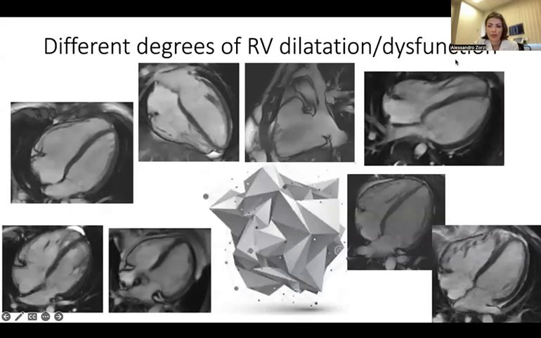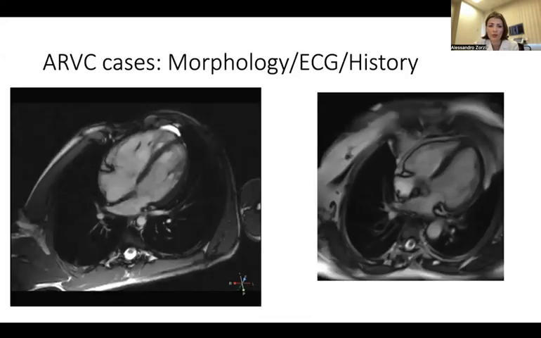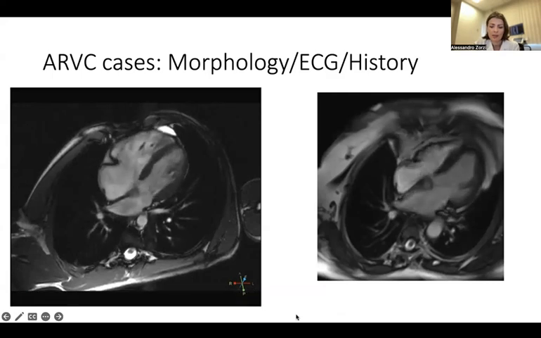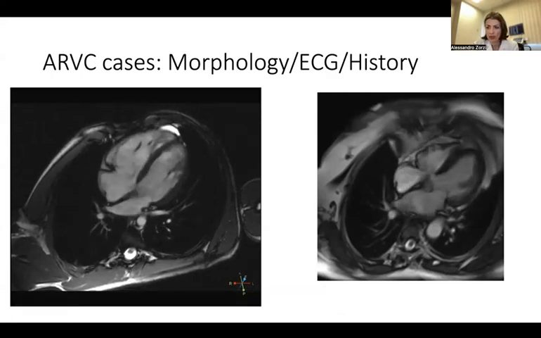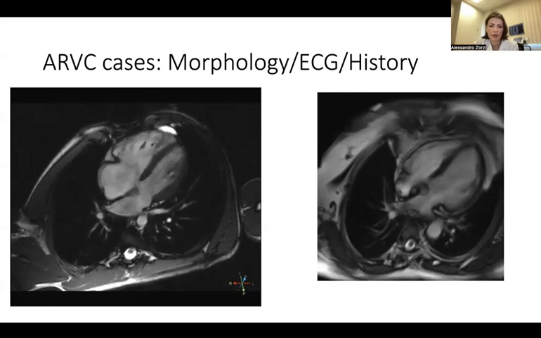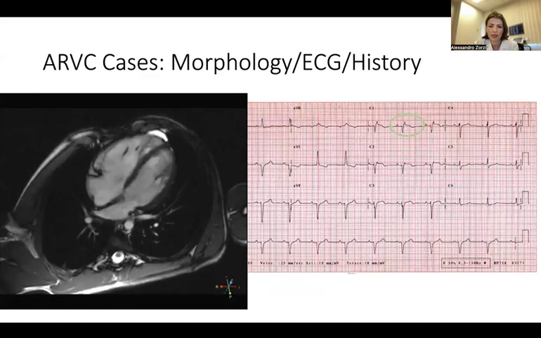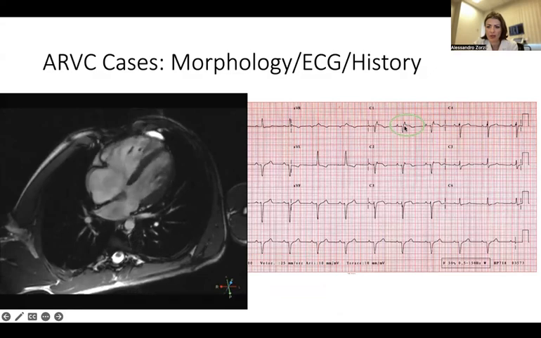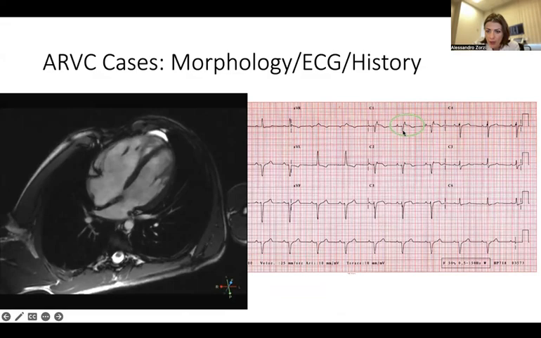So how can we distinguish different degrees of right ventricular dilatation and dysfunction? Are they all arrhythmogenic cardiomyopathy? No, they are not. So a very, very important issue is assessing not the images only, but also ECG and clinical history. So these are two ARVC cases. I'll show you the clinical history. This is the first patient. You can see abnormal ECG in V1, V2, V3.